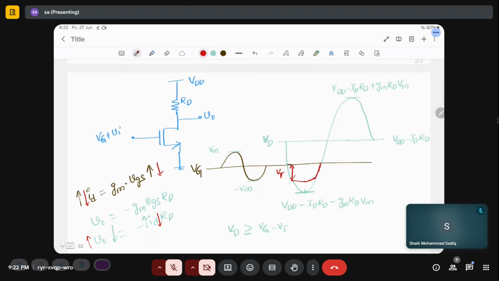Do we have any limitation on the upper side here? No, it cannot go one VT above VG, so there is no limitation there.